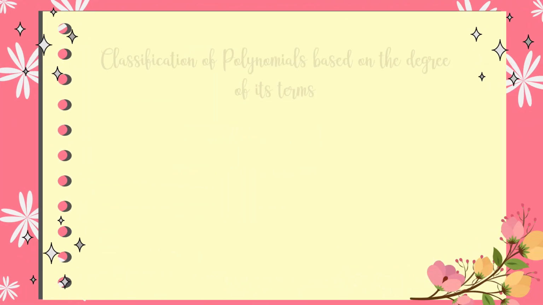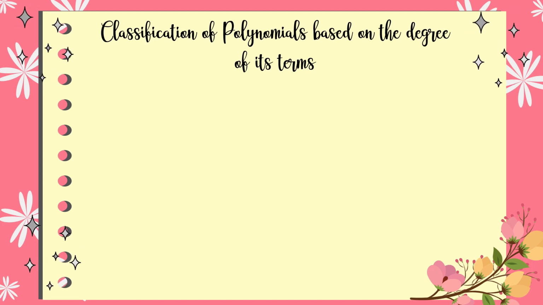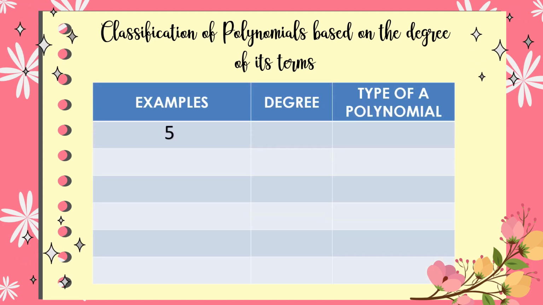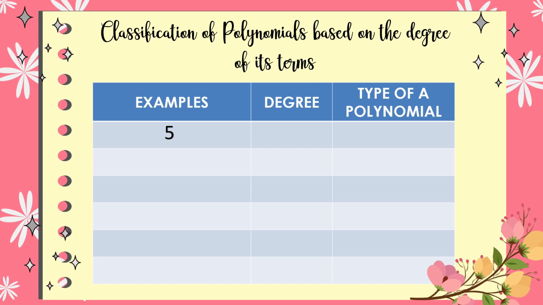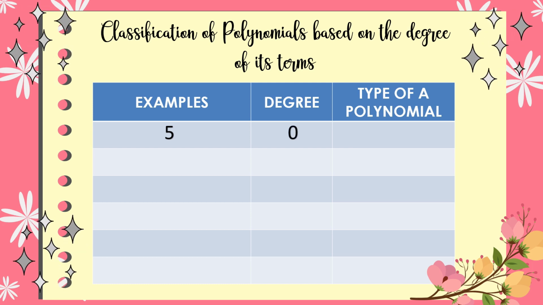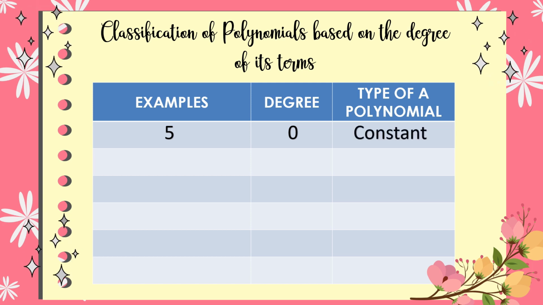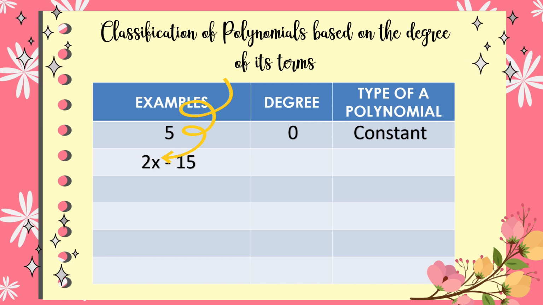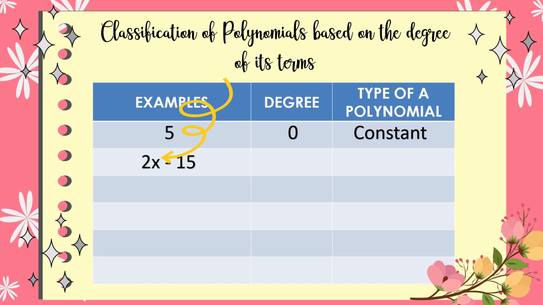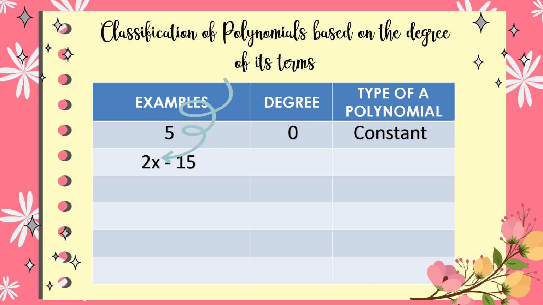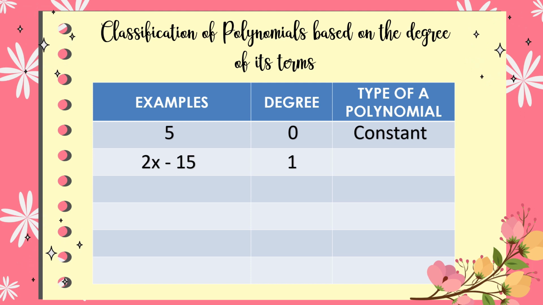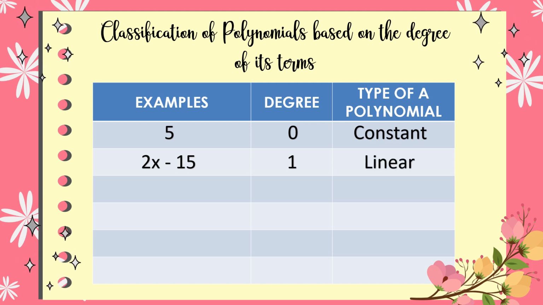Now, let us classify the polynomials based on the degree of its terms. Example 5. Wala tayong nakikitang variable, therefore, ang degree niya ay 0. At ang tawag sa kanya ay constant. 2x minus 15. Ano ang degree nito? Dahil wala kayong makitang exponent, automatically ang exponent niya is 1. At ang degree ng polynomial na to ay 1. At tatawagin natin siyang linear.